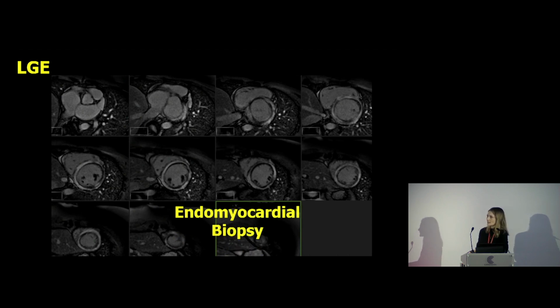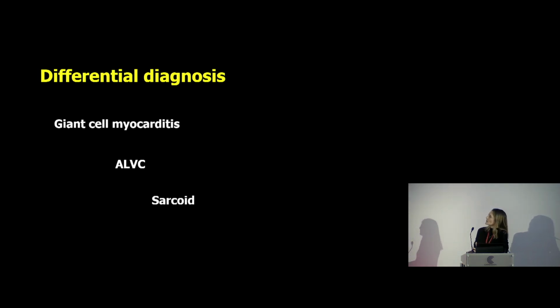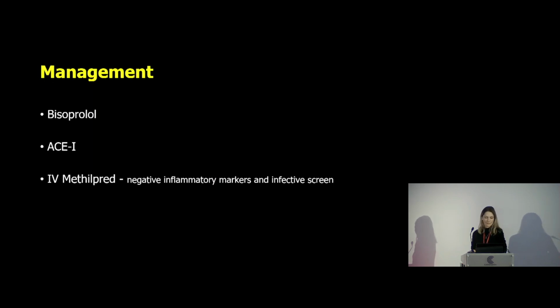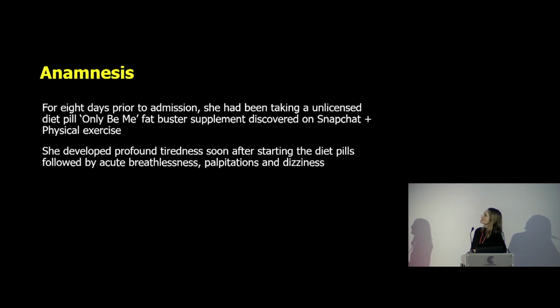At this point, the aim is to get an endomyocardial biopsy as soon as possible. She's having non-sustained VT on the scanner. My differentials at this point are giant cell myocarditis, as she's hypotensive with non-sustained VT and this terrible MRI; obviously LVC because of the circumferential LGE; and sarcoid as a granulomatous inflammatory condition. She was started already on our medication. The biopsy cannot happen on the day, so she's started on IV methylpred, as inflammatory markers are negative, symptoms not in keeping, and infective screen is negative.